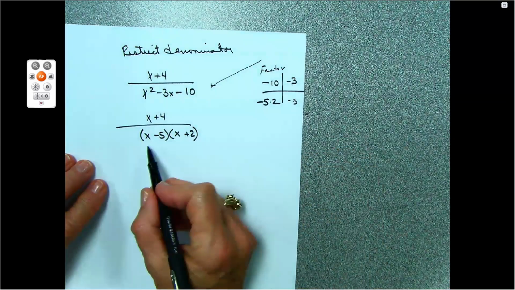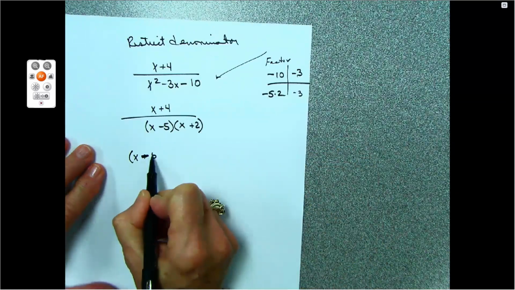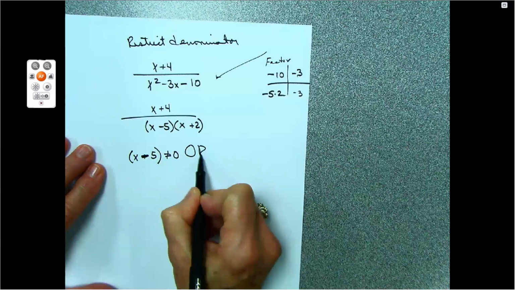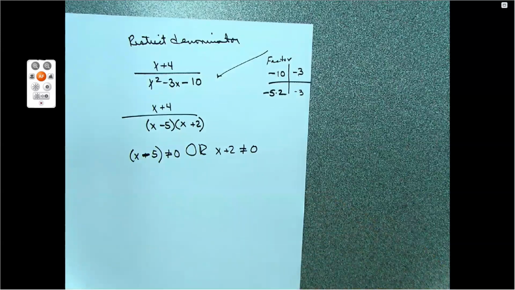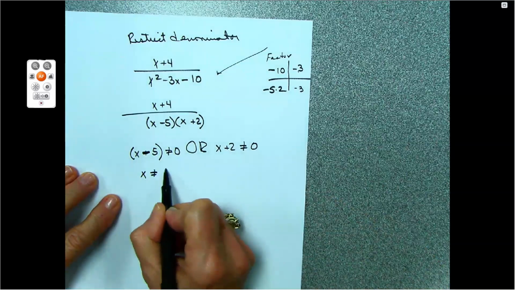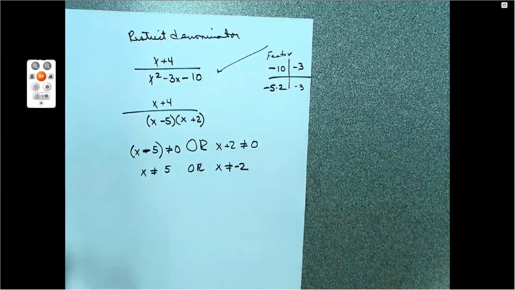So I can't let either or both of these factors take on a value of 0. x minus 5 cannot equal 0, or x plus 2 cannot equal 0, or my denominator would be undefined. So x cannot equal 5, or x cannot equal negative 2. So factoring is playing a huge part in solving our rational expressions. Questions?